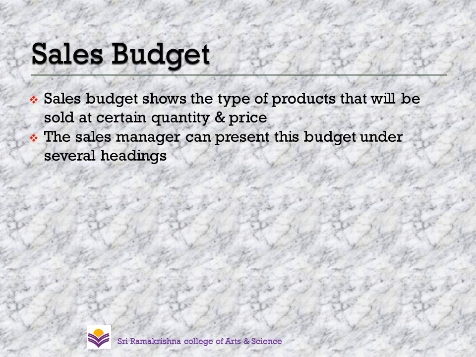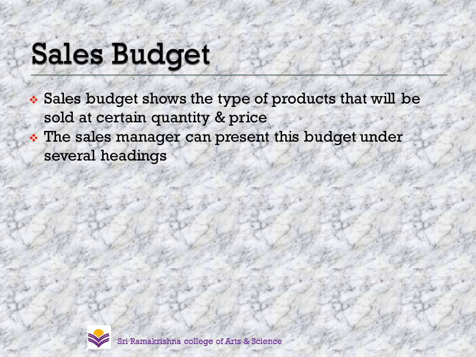So the fourth budget we are going to see is the sales budget. The sales budget is usually a keystone in planning and control of operations of a business. Sales forecast serves as a base for the sales budget. The sales manager is directly responsible for the preparation and execution of the sales budget.